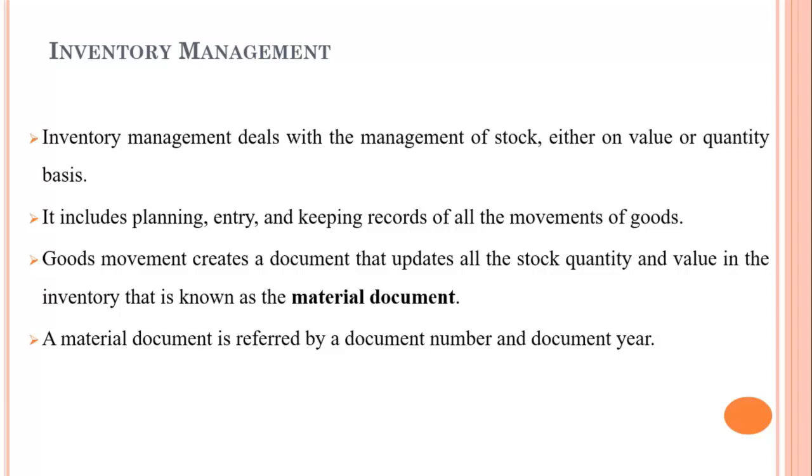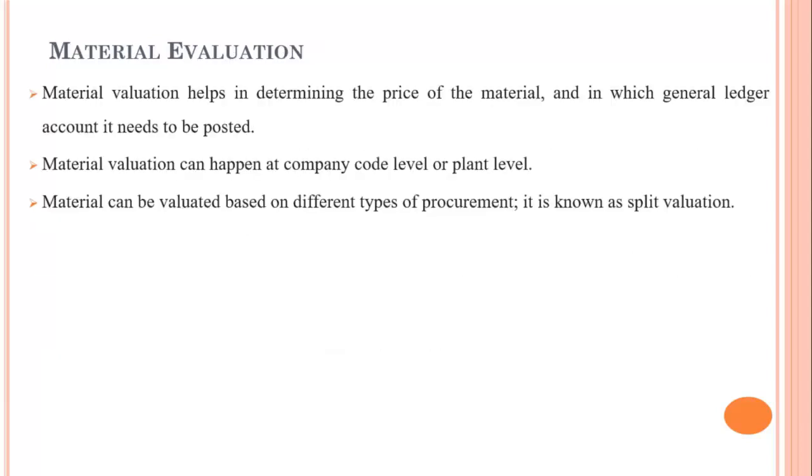It is called a material document, and it is referred to by a document number and a document year. That means whenever you prepare a document for inventory management, that is called a material document. It should be given a document number and document year, so that later if you want to know something about the goods movement in any year, you can simply check by referring to the document number and document year.